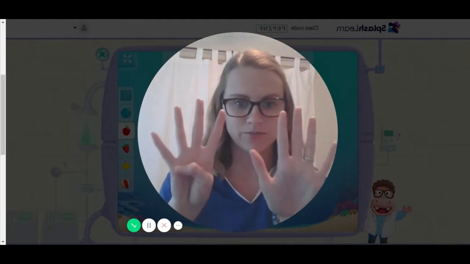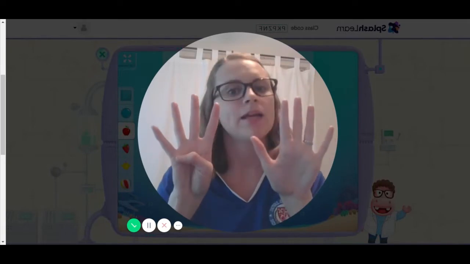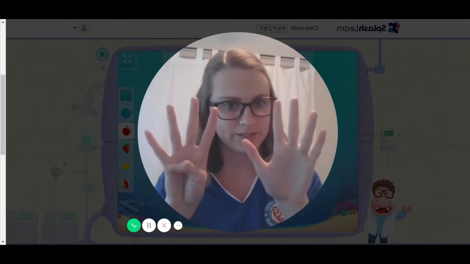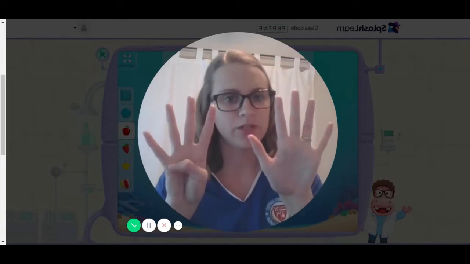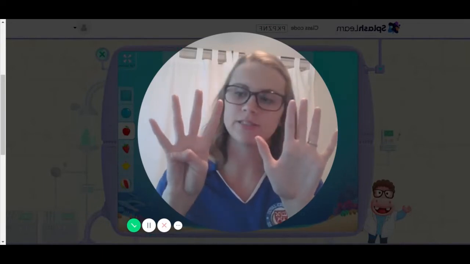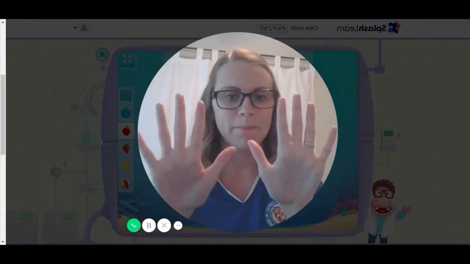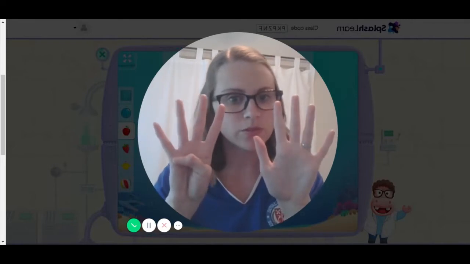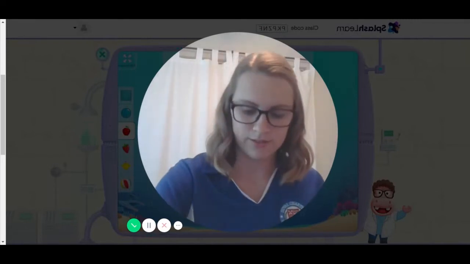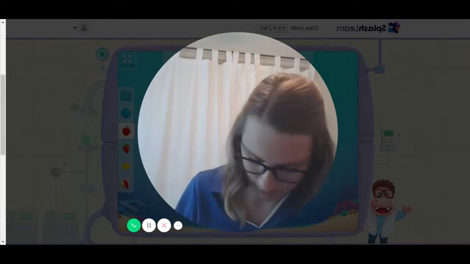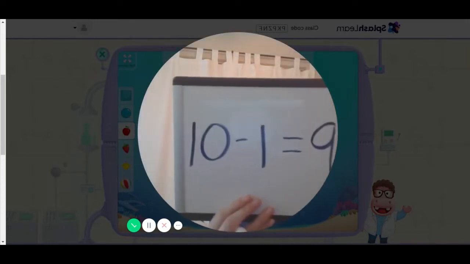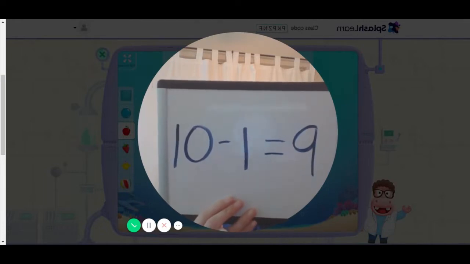So I'm going to take this finger away. Now, how many do I have left? I have 1, 2, 3, 4, 5, 6, 7, 8, 9. So 10 minus 1 equals 9. So we need to write that down. 10 minus 1 equals 9.